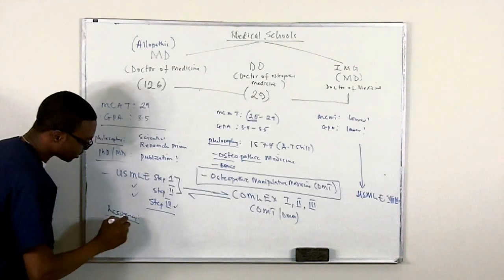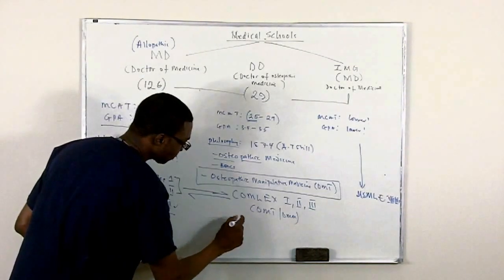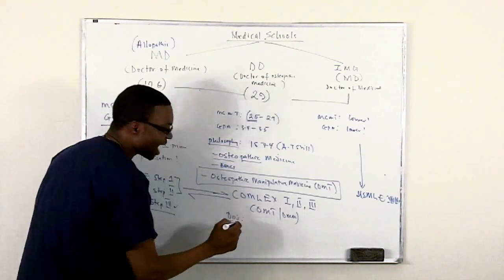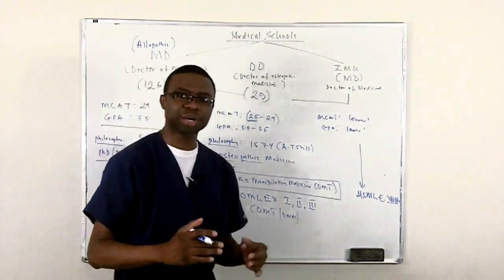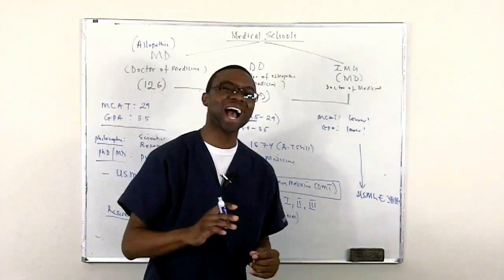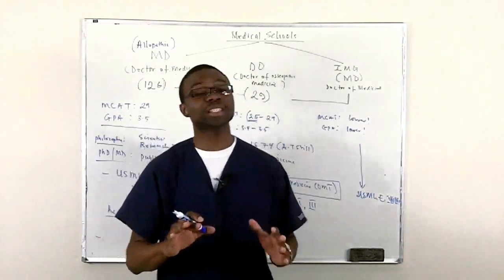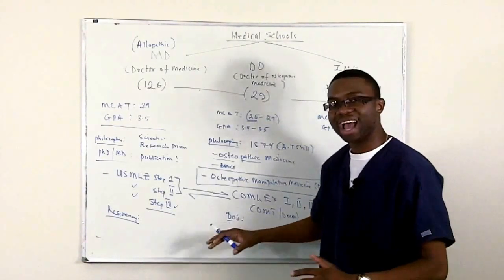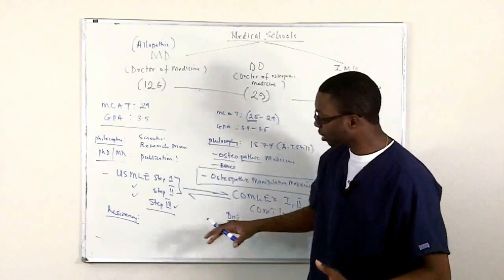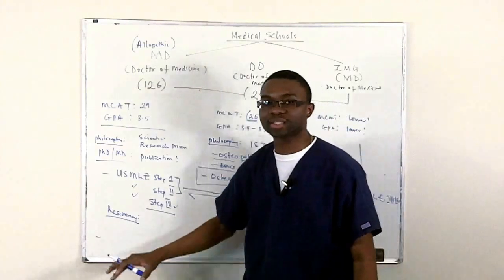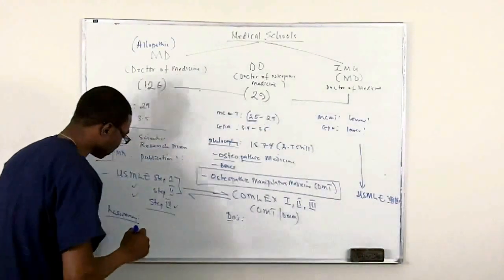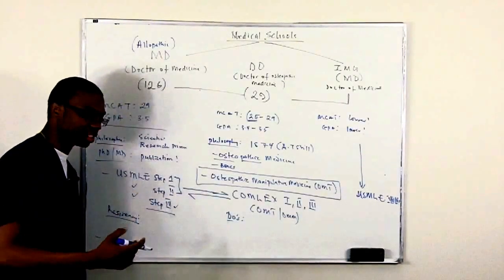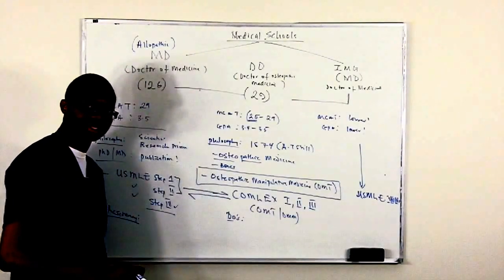So let's talk about residency differences. DO residencies cover pretty much all the specialties, except a few high-end ones. The only reason DOs have slightly fewer residencies is because they haven't been around long enough compared to allopathic residencies. So let's take a look at a few of them. There are very top-notch specialties like dermatology. We have dermatology DO residencies.